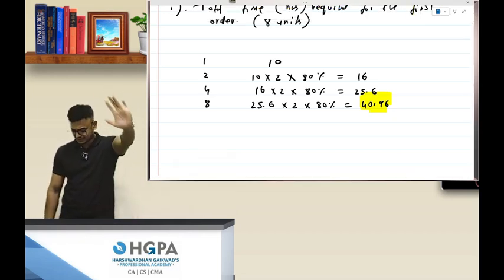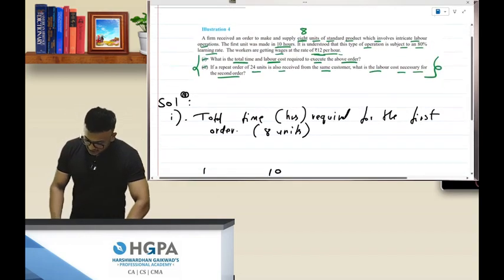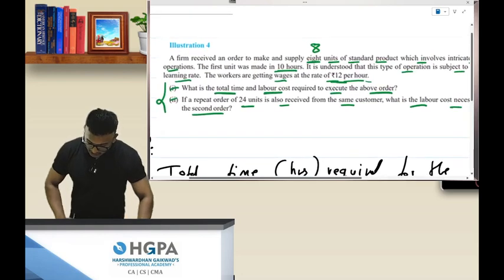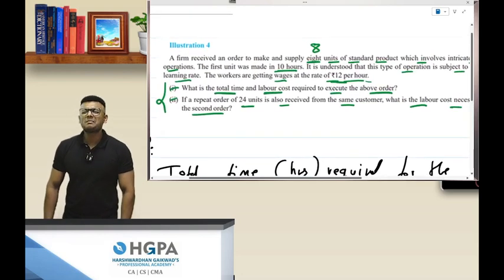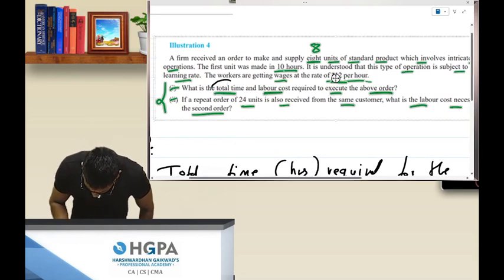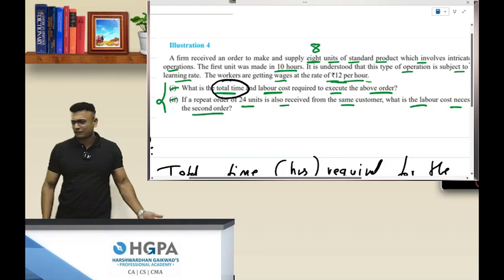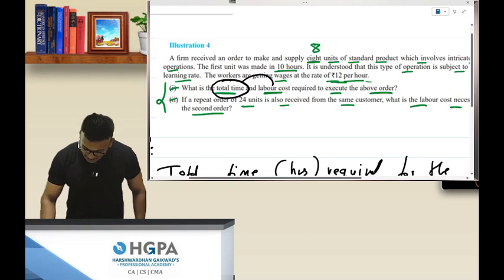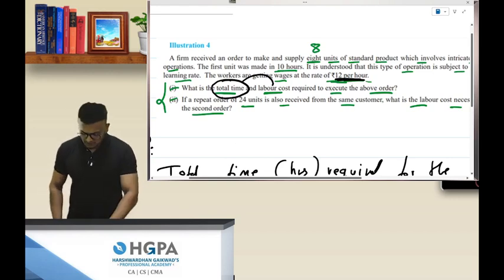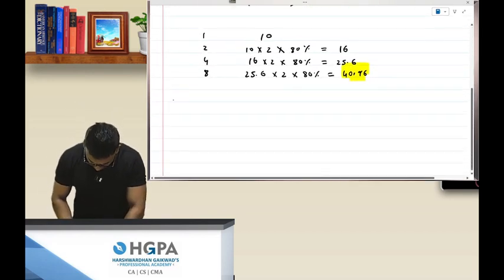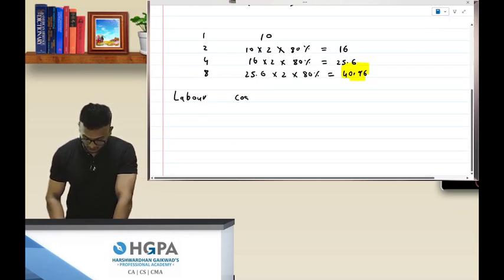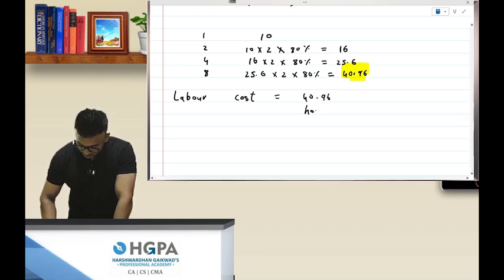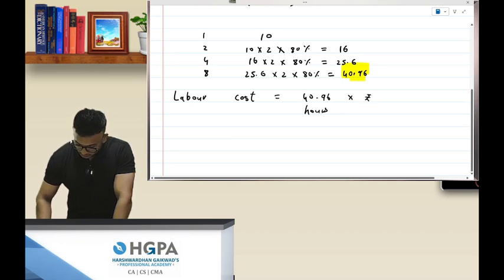But sir, one sec. They have asked what is the total time and labor cost required. If they've asked you total time, we have already given them total time, 40.96 hours, and they're asking you labor cost for the same thing. It is given over here, rupees 12 per hour. Then what is my job? Very simple. Labor cost will be 40.96 hours into rupees 12.